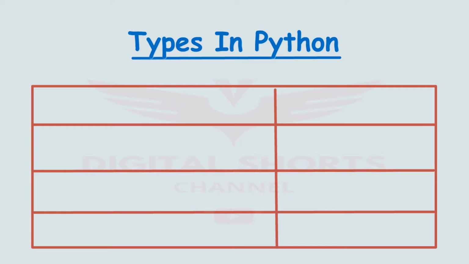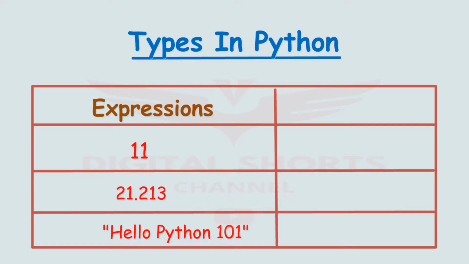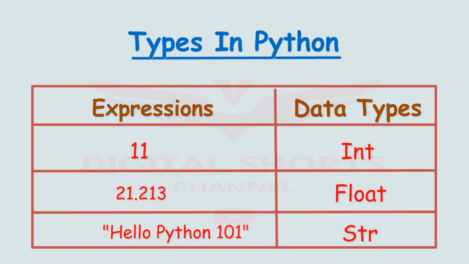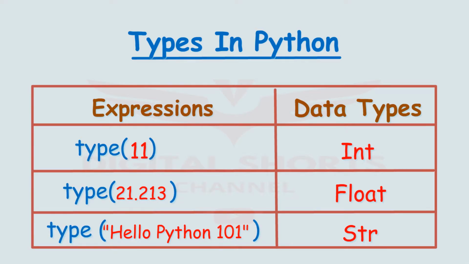The first column indicates the expression. The second column indicates the data type. We can see the actual data type in Python by using the type command. We can have int, which stands for an integer, and float, that stands for float, essentially a real number. The type string is a sequence of characters.